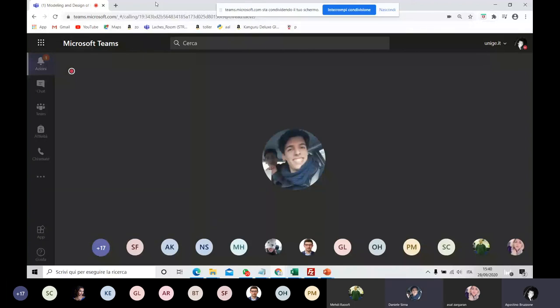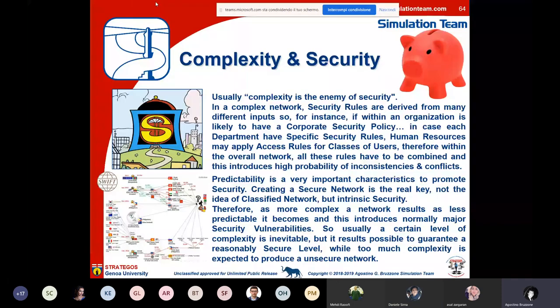Yes, got it. Okay, complexity and security. Now, we were talking before just a little bit about security. Normally, the more complex a system, the more vulnerabilities, because you have many more elements that you can attack, okay? So it's evident that when we talk about, for instance, money, here there are two opposite systems.